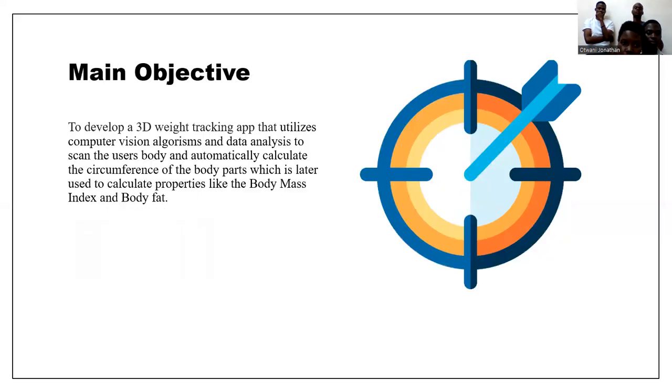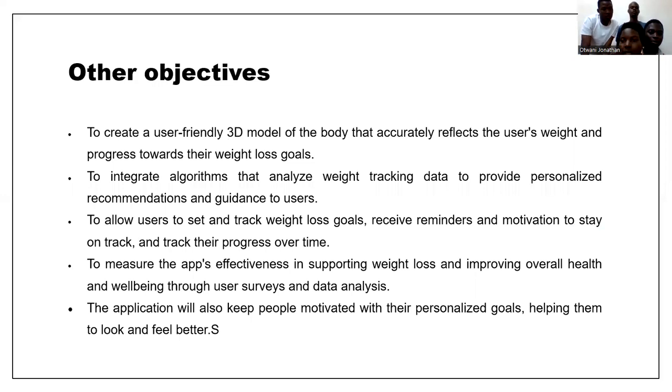So the main objective of this project is to design a 3D weight tracking app that utilizes computer vision algorithms and data analysis to scan the user's body automatically, calculate the circumference of the body parts, which is later used to calculate properties like the body mass index and the body fat. Yes, so let my fellow presenter take over.